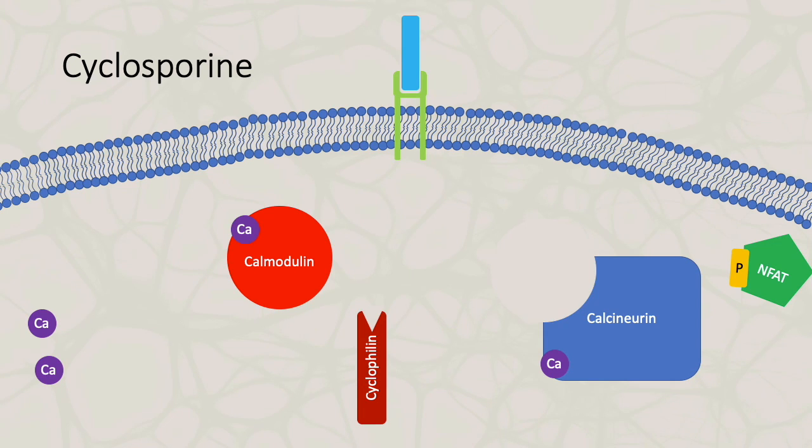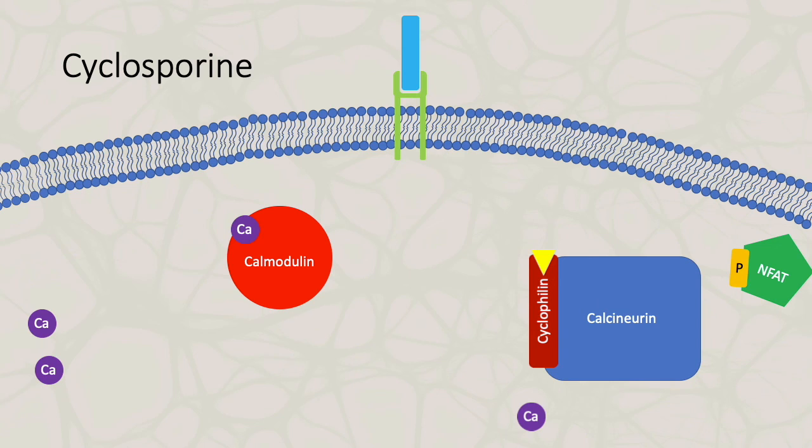An endogenous protein that we have not discussed yet is cyclophilin. This is where cyclosporine will actually bind to. The drug cyclophilin dimer then binds extremely tightly to calcineurin, inhibiting the binding of calmodulin and thus the dephosphorylation of NFAT, where it remains cytosolic. Therefore, interleukin-2 is not produced by the T cells.